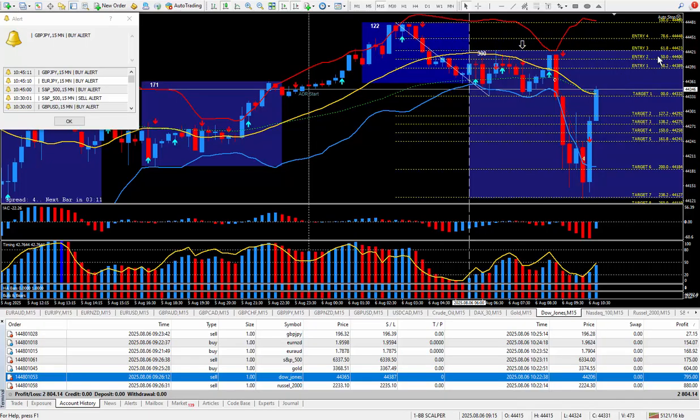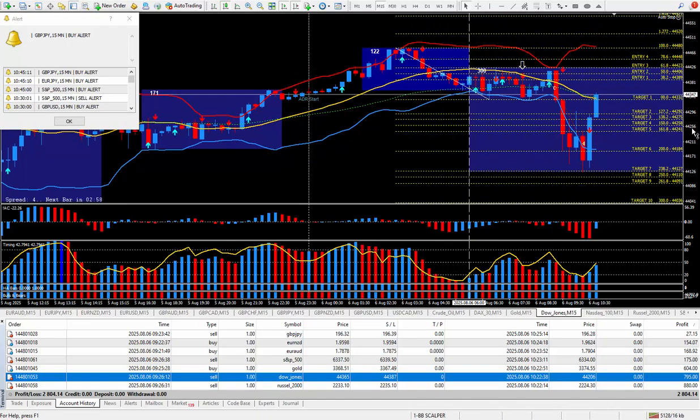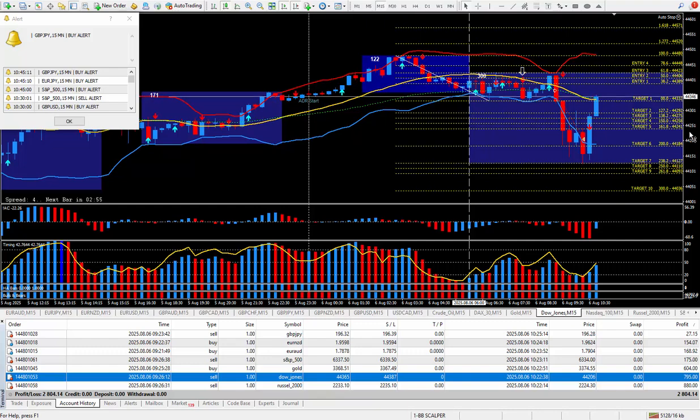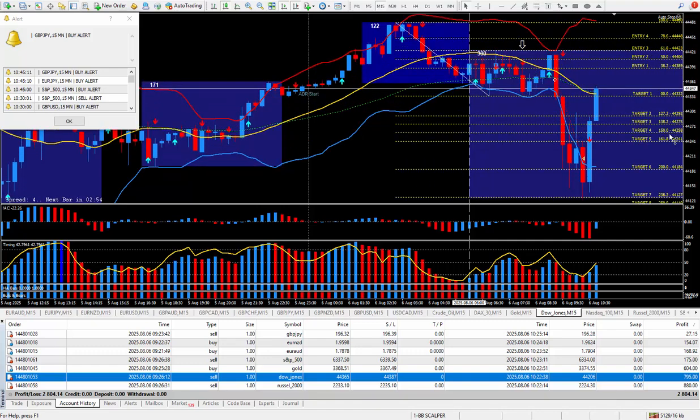And as a general rule, if it hits the entries, it'll usually hit the targets 2, 3, 4, 5. And on this day, it actually hit target number 7 right here. And it does have a grand total of 10 targets.